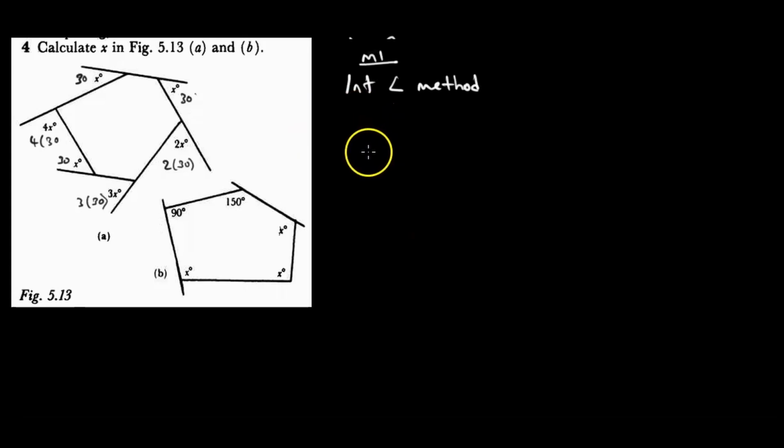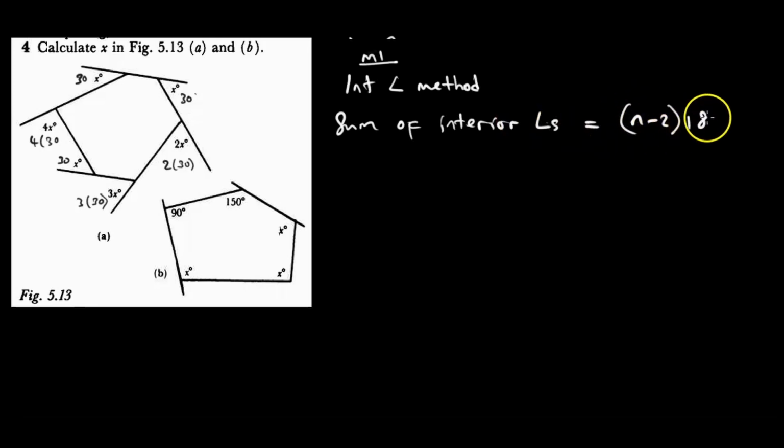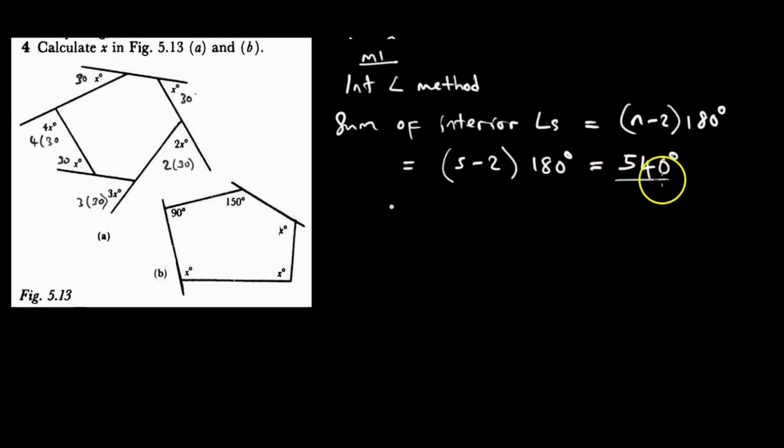So using our method here, we have to find the sum of interior angles, which is given by the formula n minus 2 times 180 degrees. What is n? Number of sides. We can count them here. So the sides we have are 1, 2, 3, 4, 5. So it's basically 5 minus 2 times 180 degrees, which is just 3 times 180. And what do we get for 3 times 180? 540. So it's 540 degrees.